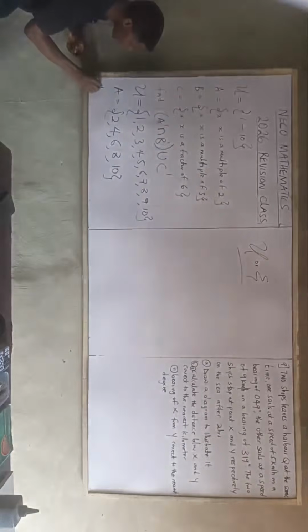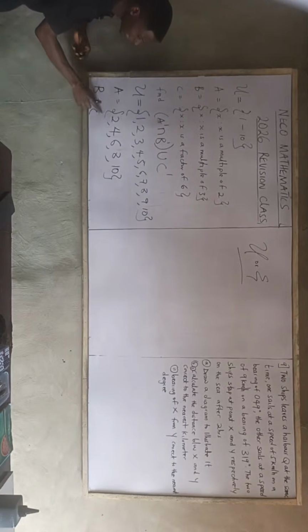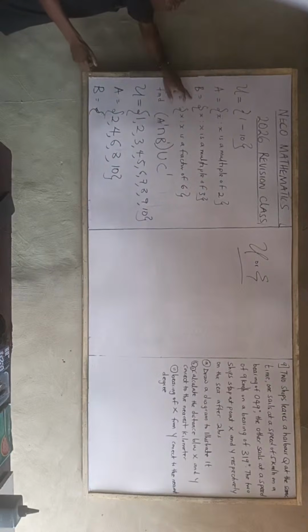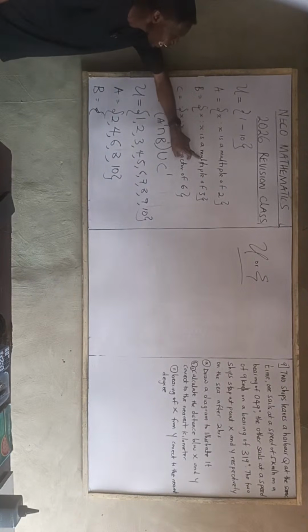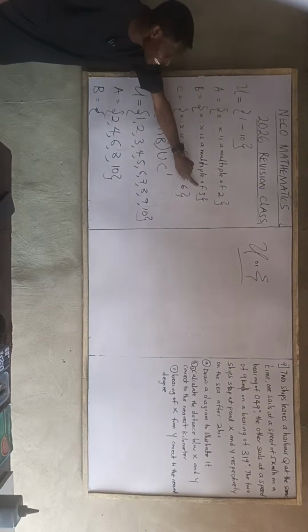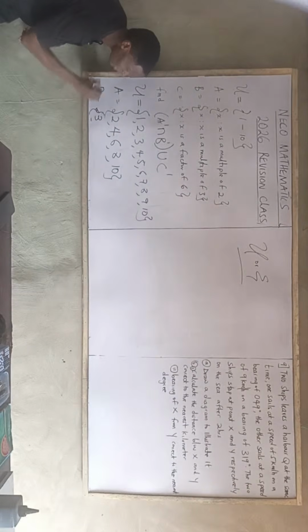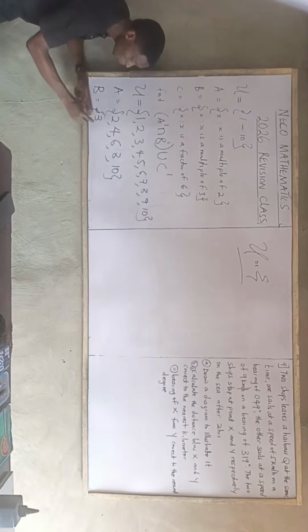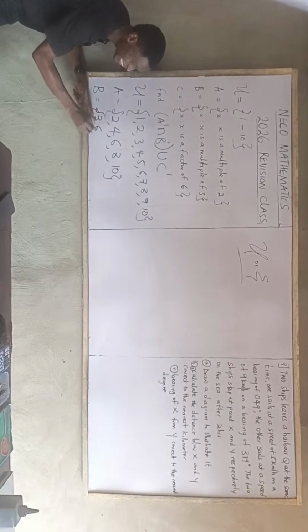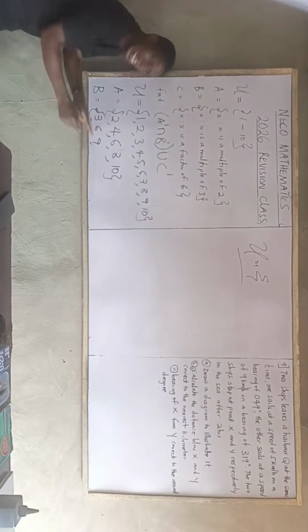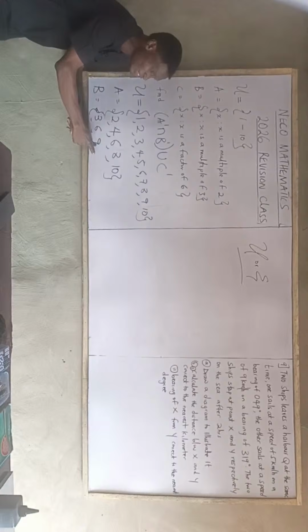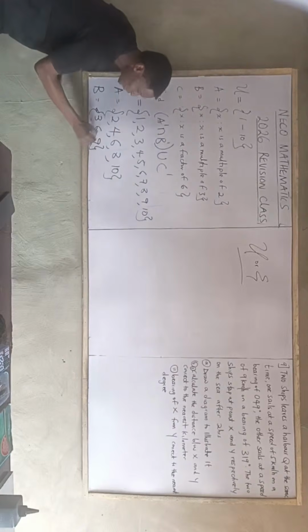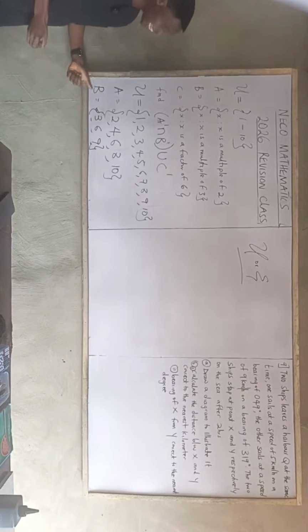So we proceed to the next subset. The elements here are multiples of 3. So multiples of 3 become 3, addition of 3 again makes it 6, another 3 makes it 9. We can't exceed this because the next one is going to be 12, more than the maximum here. So we've got these to be the elements in B.